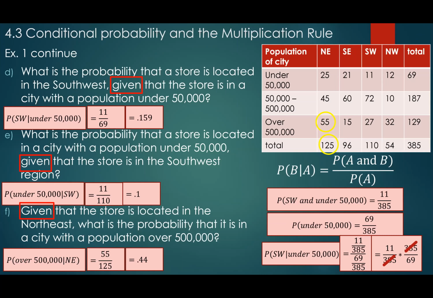The condition is you extract something out, and once you extract that out, everything else is gone. We only look at or focus on that item, and what item you extract is whatever follows the word given. That's what you extract out, okay? So let's take a look at the questions D, E, and F here.